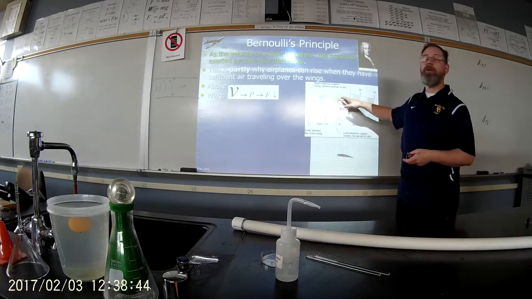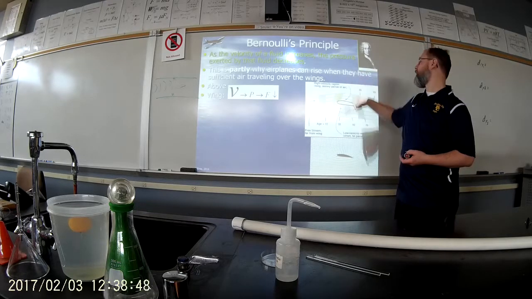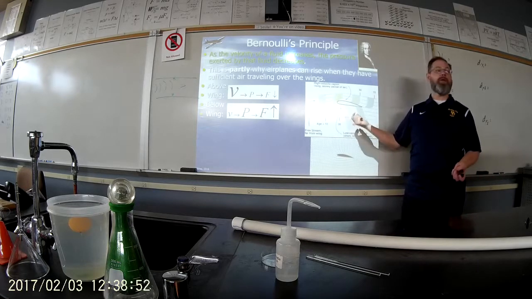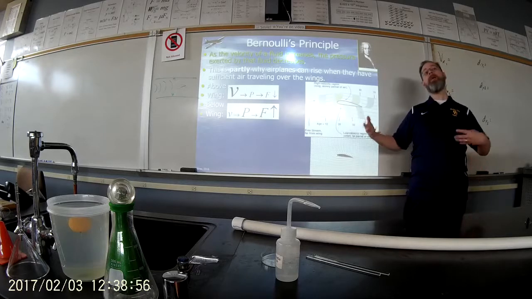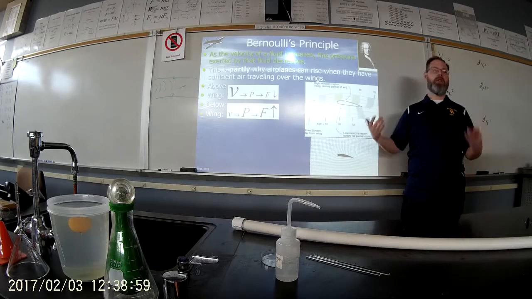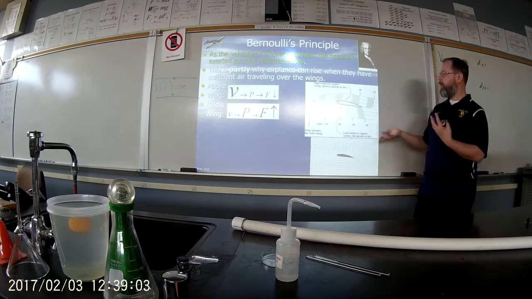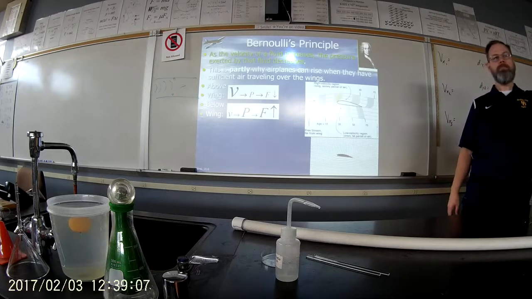Higher velocity air exerts less pressure perpendicular to its movement, and that means it's producing less force. Under the wing, the velocity is smaller, so the amount of pressure that the air under the wing exerts is larger, so the amount of force under the wing is larger. That is the basis for how airplanes kind of work. Okay. It's not the only thing. It's actually a small part, but this is important.